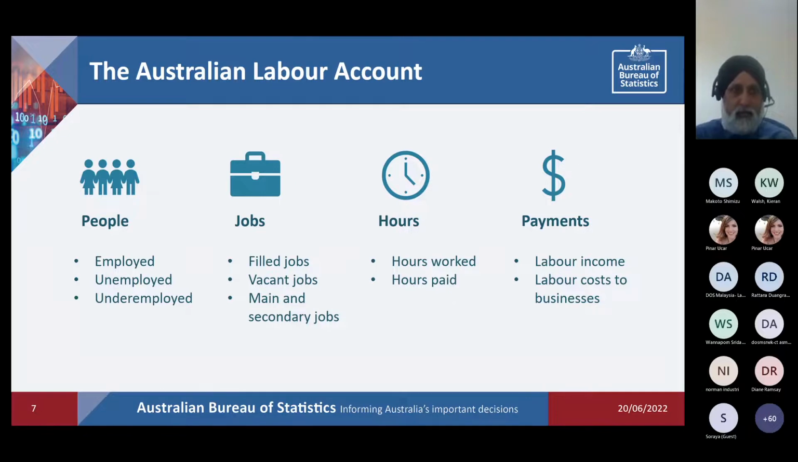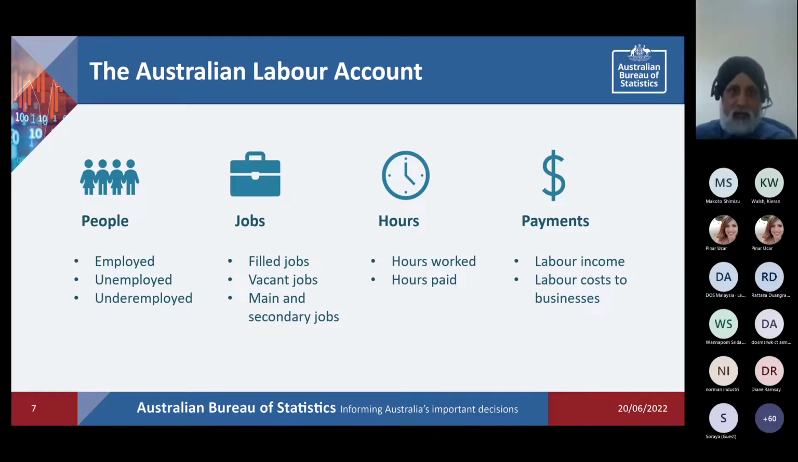Okay. When you look at the people focus area, it provides statistics on people in the labour market, such as those employed, unemployed, and underemployed. Data is mainly sourced from the labour force survey. The jobs focus area describes the number of jobs. This can include details such as the number of filled jobs and vacant jobs. Data is mainly sourced from establishment surveys. Plus, you can also get information from administrative data sets.